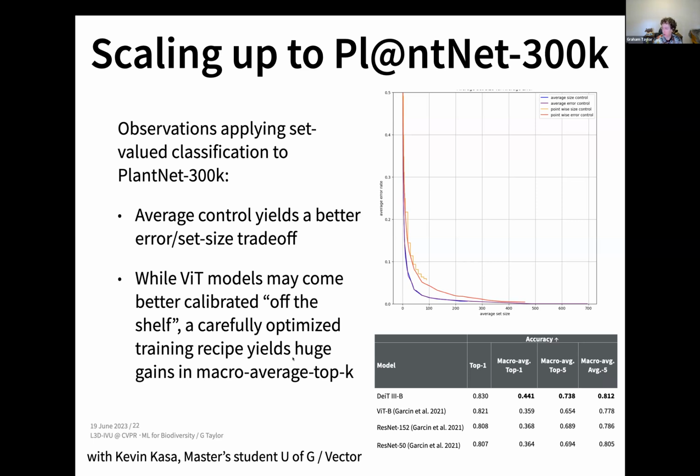And what we see is when we're looking at both top one and top five at a macro level, it's significantly outperforming. And then there's another metric here, the macro average five. So this is using the variable size sets that are output to compute the average error. And we see that actually we're still getting better performance and it's more attractive when we measure it this way.